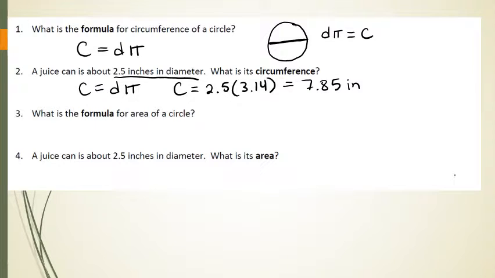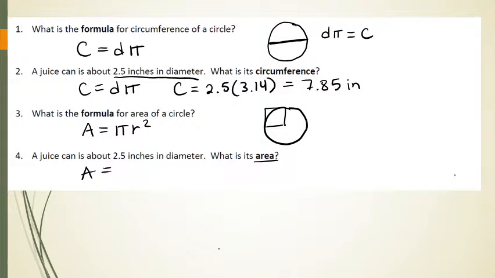What is the formula for area of a circle? Well, I'm hoping you remember today that area is pi times the radius squared. We talked about how you could fit pi radius squares inside of a circle, any circle. So pi times the radius times the radius. A juice can is about 2.5 inches in diameter. What is its area? So we're still talking about that same juice can, but now we want to find area.